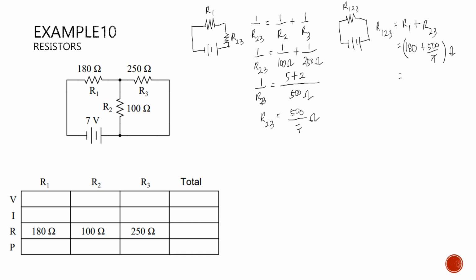So the overall resistance is 1760 over 7 ohms, or in decimal form, that's approximately 251.43 ohms. So we can now put the answer here, 1760 over 7 ohms. And then for the other cells in this table, we're going to solve first for the I value or the V values.